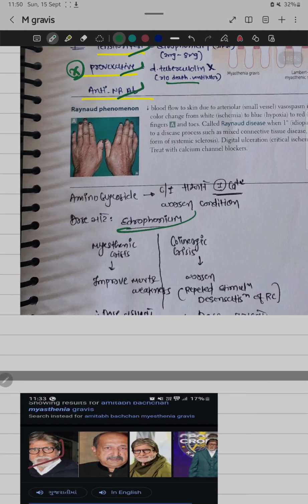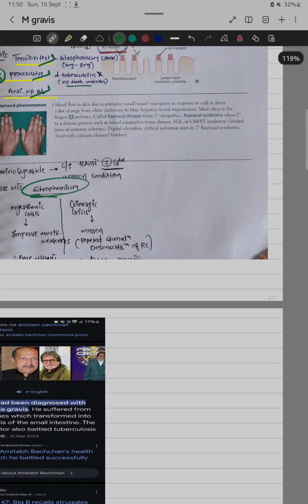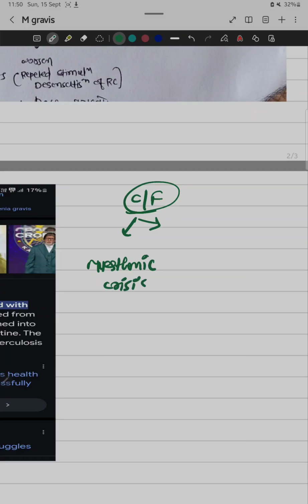Okay, so how can we adjust the dose of edrophonium? For the adjustment of the dose, what will happen? The person will come with clinical features like dysphagia, ptosis, diplopia. The person can be in two states: either the myasthenic crisis, or the cholinergic crisis.